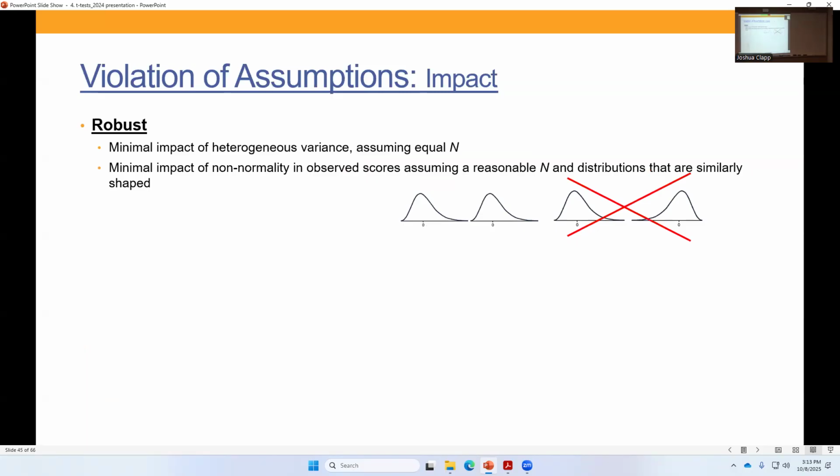So let's think about what happens if we do have a violation of our assumptions, okay? I'm having you read an article, I think it's Bonner, that goes through and talks about what happens when we have violations of assumptions and the robustness of means-based tests to different types of violations, okay?